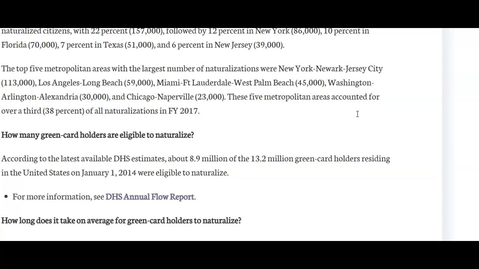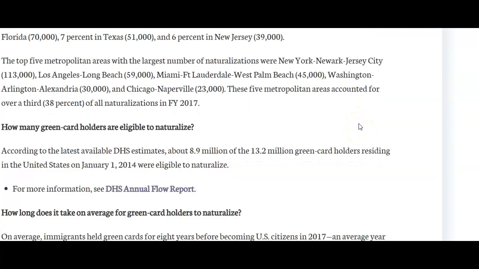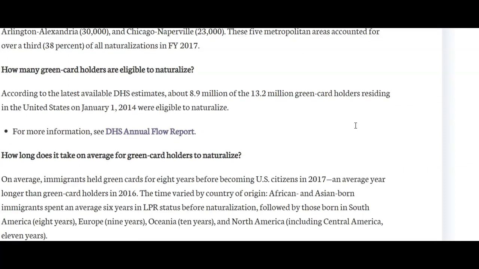The top 5 metropolitan areas with the largest number of naturalizations were New York, Newark, Jersey City, 113,000, Los Angeles, Long Beach, 59,000, Miami, Fort Lauderdale, West Palm, 45,000, Washington, Arlington, Alexandria, 30,000, and Chicago, Naperville, 23,000. These 5 metropolitan areas accounted for over a third, or 38%, of all naturalizations in FY 2017.